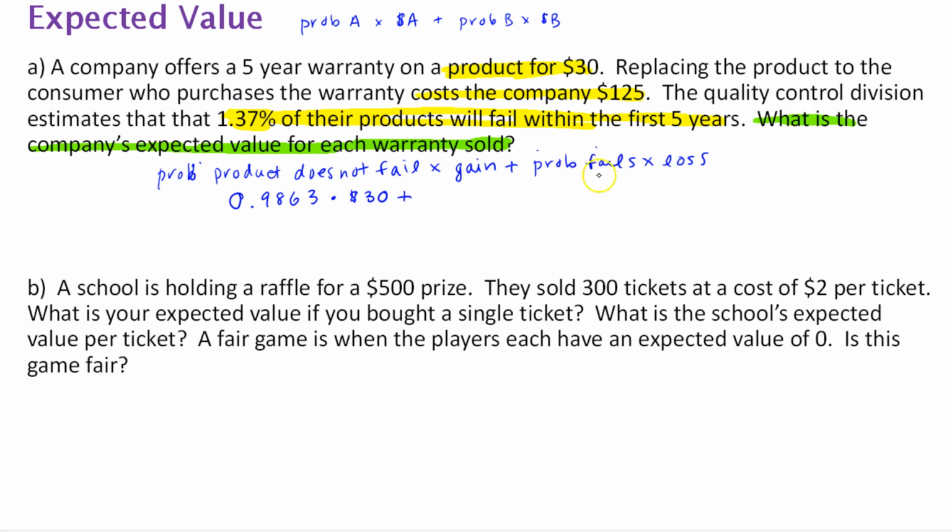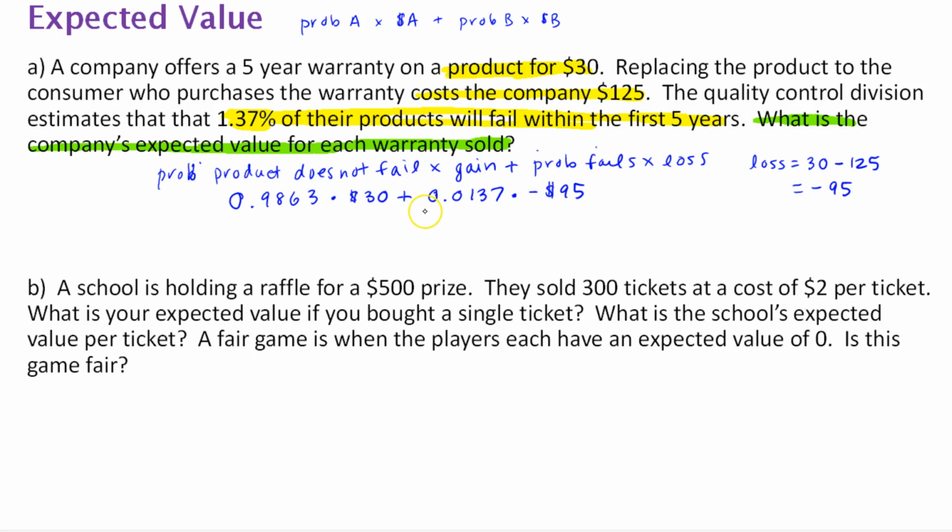Now, plus the probability that it fails, we'll move the decimal place over 2 places. That's 0.0137. Now we want their loss. So remember, let's put the loss over here separately. They don't lose $125. They gain 30. They pay the $125. So in total, they lose $95, which we need to write as a negative here. This would be negative 95.